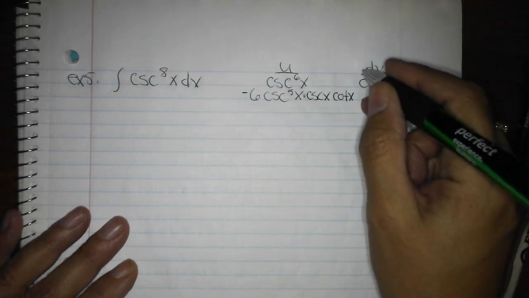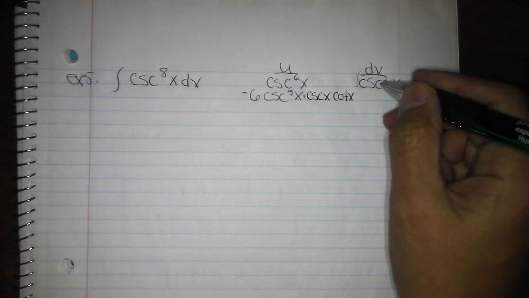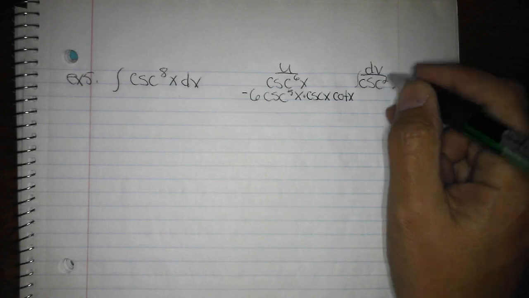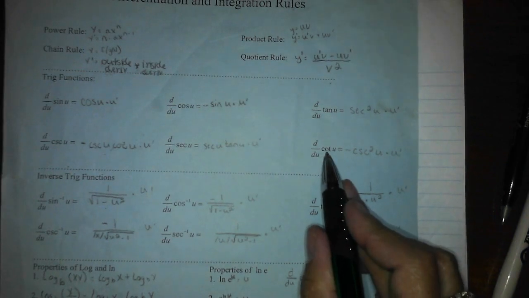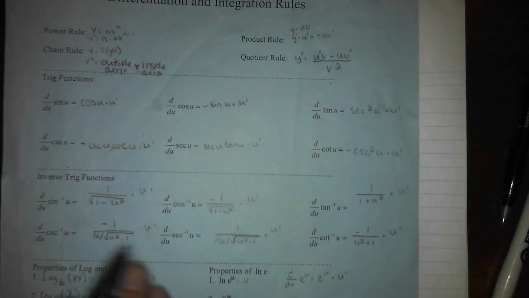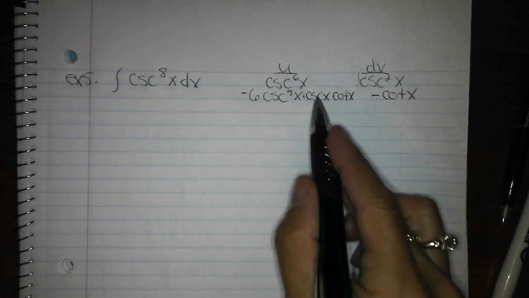Over here, when I do antiderivative, I ask myself, what has cosecant squared as its derivative? Well, that would be a negative cotangent, because this is a negative cosecant squared. So I need a negative cotangent here. Okay, so do know that these two terms come together.